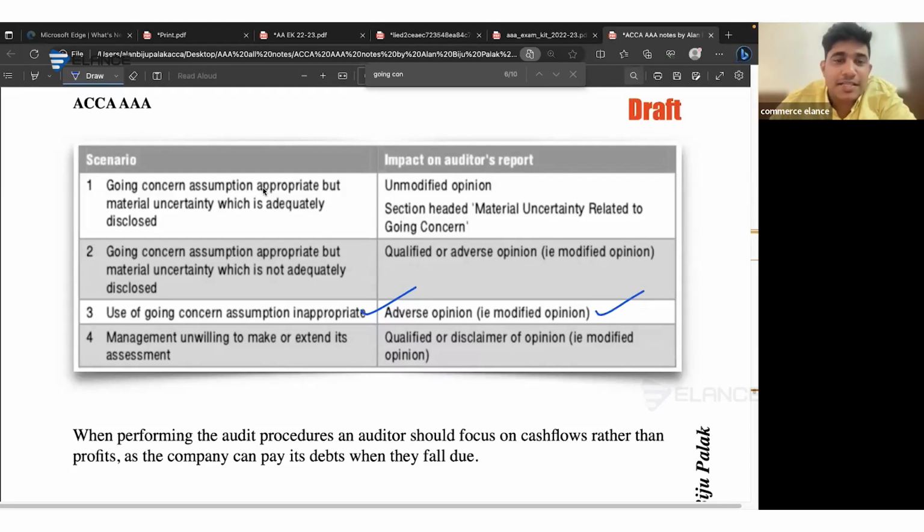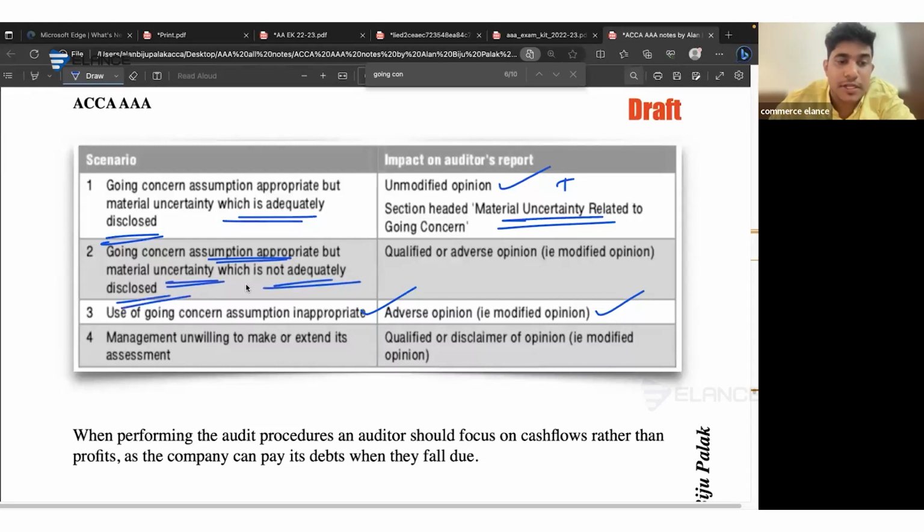Then, the going concern assumption is appropriate, but there's an uncertainty which is adequately disclosed. If the going concern assumption is appropriate and the uncertainty is adequately disclosed, we need to give an unmodified opinion. But in addition to the unmodified opinion, we should also provide a material uncertainty relating to going concern paragraph.